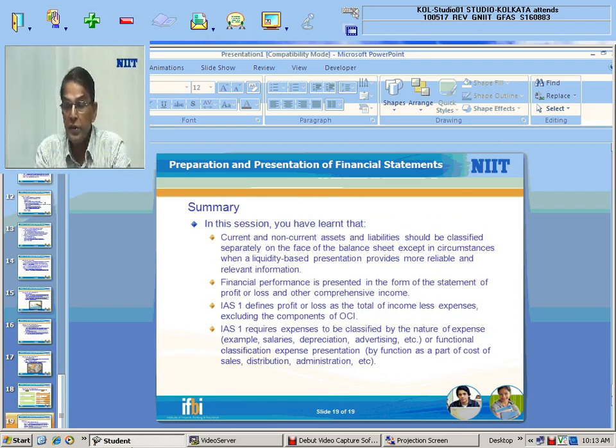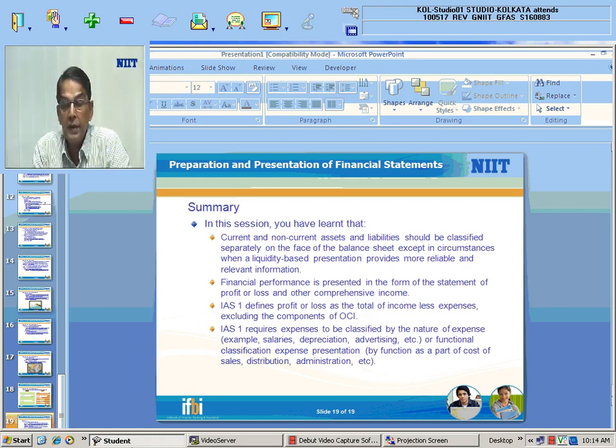So we have so far discussed what are current assets and current liabilities, what are non-current assets and non-current liabilities. But these should be classified separately on the face of the balance sheet, except in circumstances when a liquidity-based presentation provides more reliable and relevant information to the users.